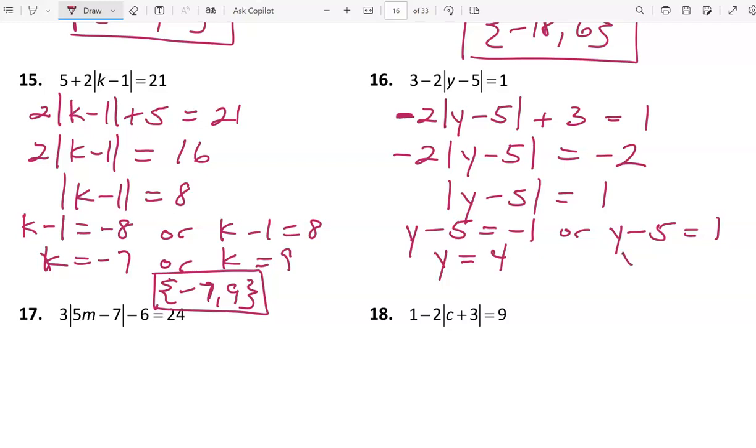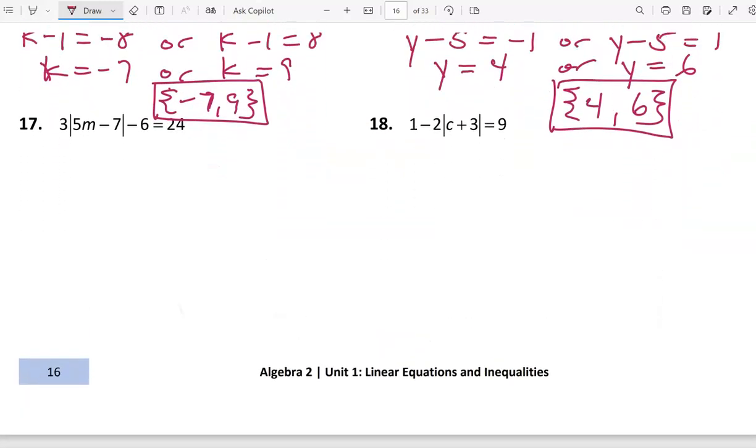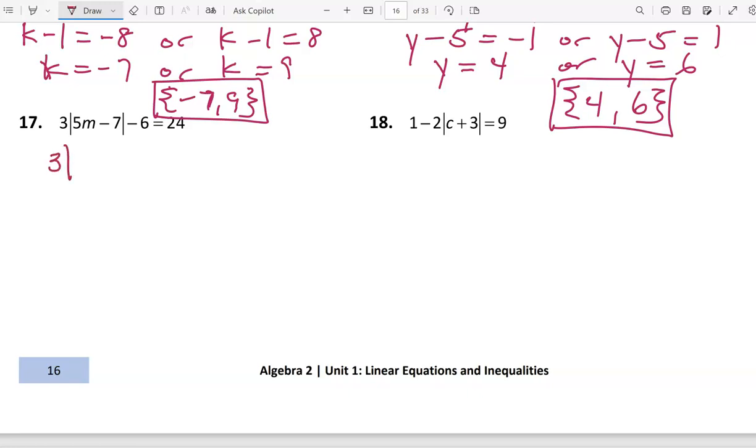Adding 5, our solution set contains the two numbers 4 and 6. For number 17, we're going to undo the -6 first, the outermost or last operation to be done if we were checking a solution. So adding 6 to both sides, dividing by 3. Now we have the absolute value of something equals a positive number.